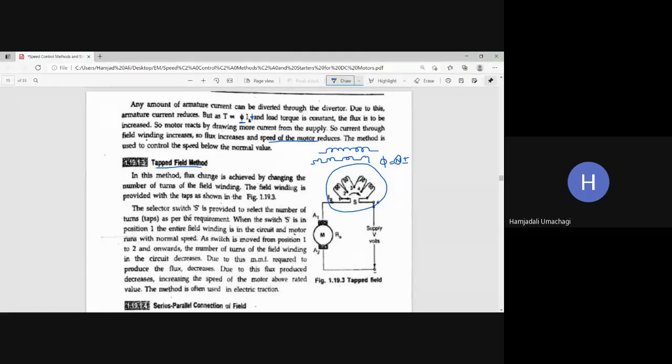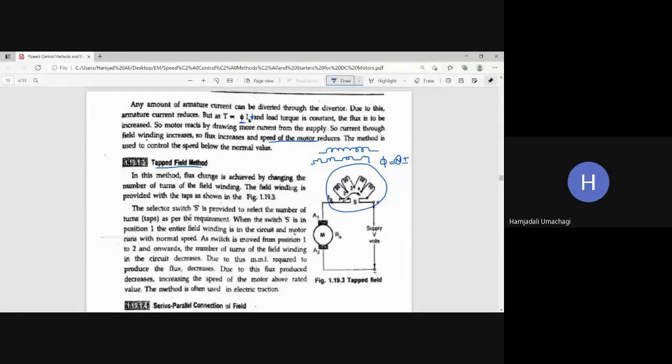Number of turns means what? The tappings we are using here. If I connect the switch at position number 1, then the whole winding will come into picture, so the number of turns will be more. If the number of turns is more, the flux will be more.